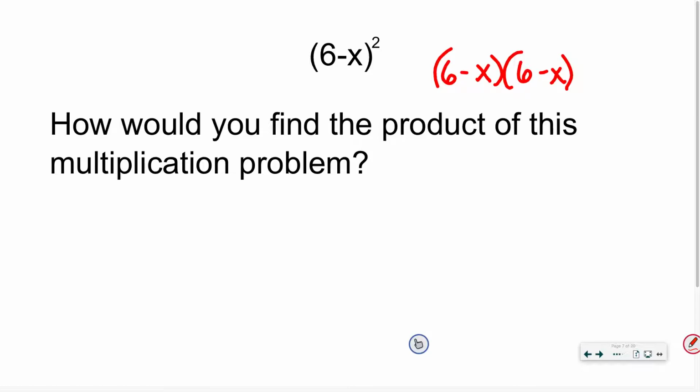Who wants to share what they got? Abraham, what'd you get? 36 minus, just minus x squared? It's 12. Did we all get that? Sarah? I got 36 plus x squared? Did anyone else get something different? Oh yeah. Wait, Sarah? 36 minus 12x plus x squared.